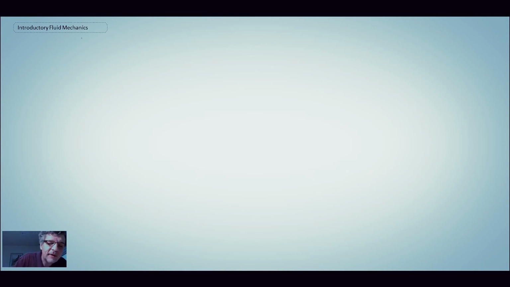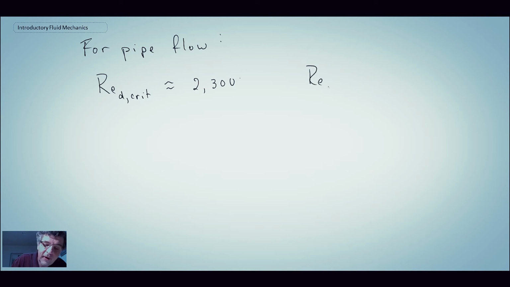But typically what we do for pipe flow, we say that there is a critical Reynolds number, and we always have a critical Reynolds number for any kind of flow that we're looking at. And what that indicates is when the flow will start to transition from laminar to turbulent. But for pipe flow, the number that we use is 2300. And here, Re_D, that's Reynolds number based on diameter.